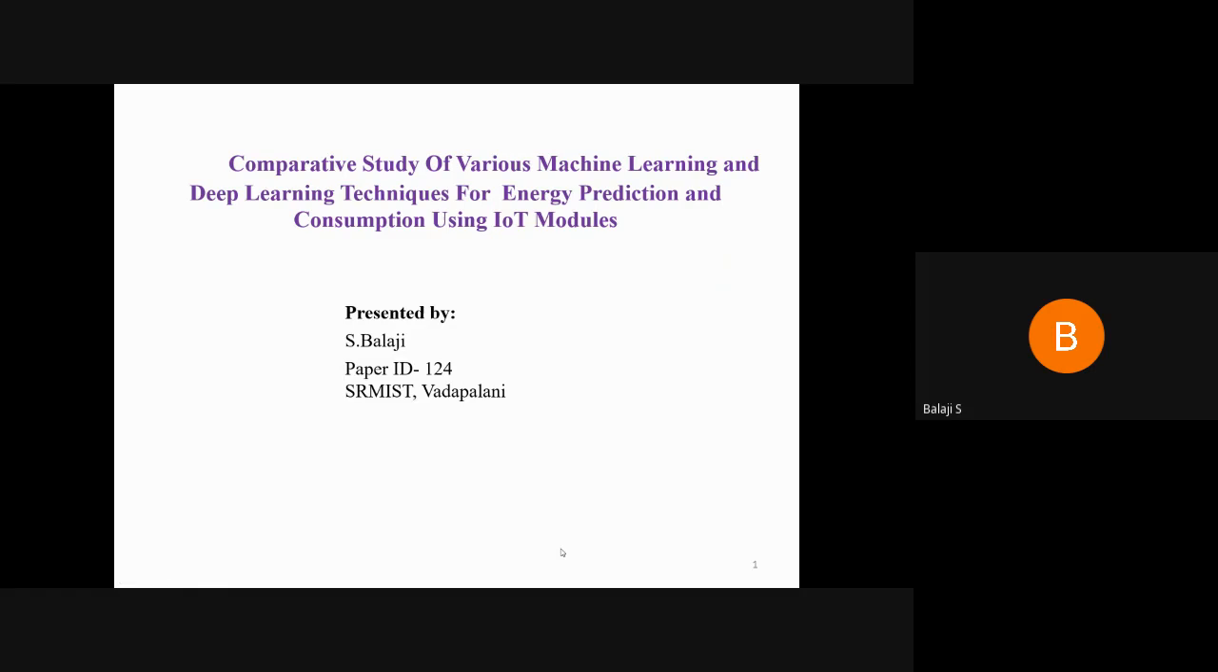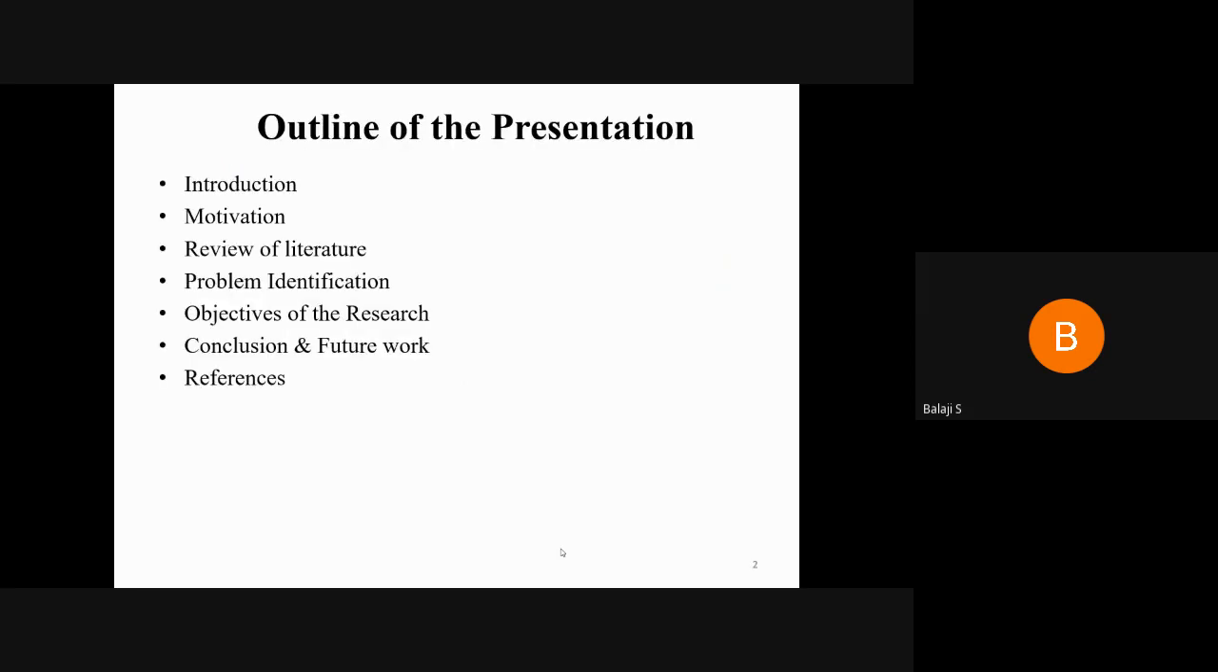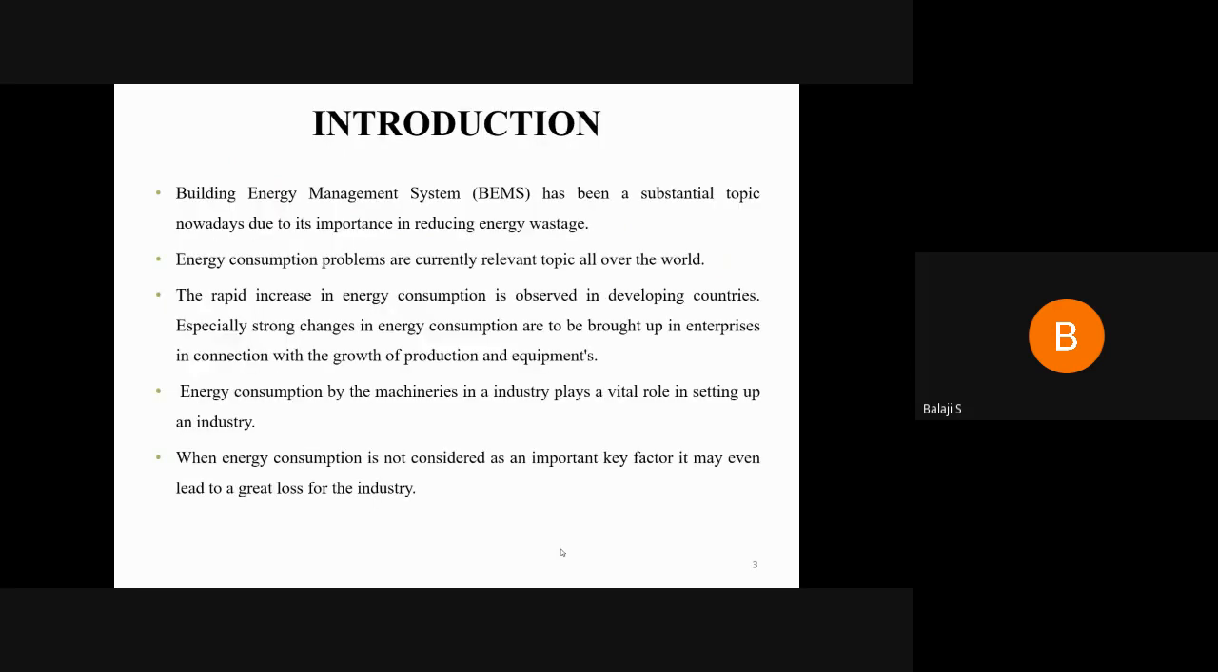I'm here to give you a presentation on a comparative study of various machine learning and deep learning techniques for energy prediction and consumption using IoT modules. This is my outline: introduction, motivation, review of literatures, problem identification, objectives of the research, conclusion and future works, and reference.